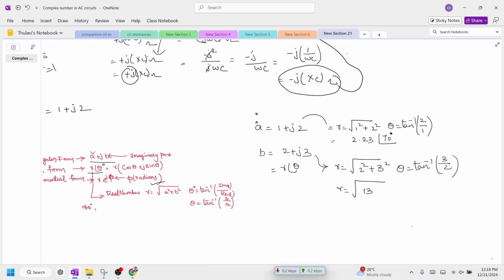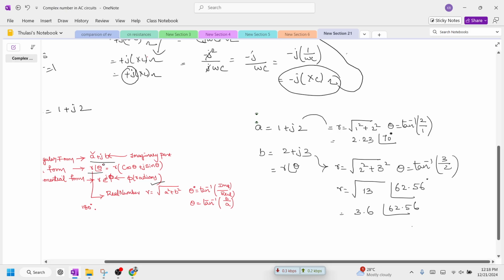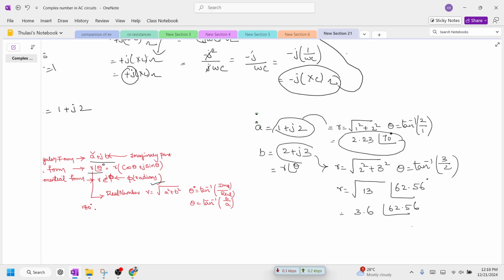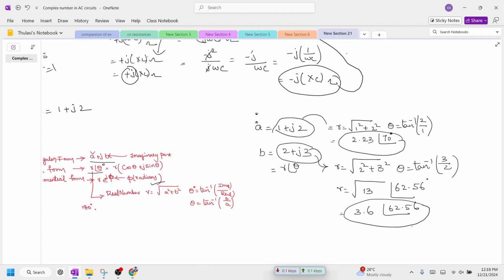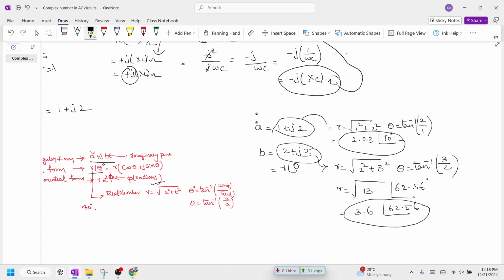So root 13, and tan inverse of 3 by 2 is 62.5 degrees. So here the polar form is 3.6 at an angle of 62.56 degrees. So now this is one way of representation, writing in a plus jb form and writing in polar form. This is rectangular form and this is polar representation. Now what can we do now? So now this is one way of representation, and let's try to see one more way of representation.